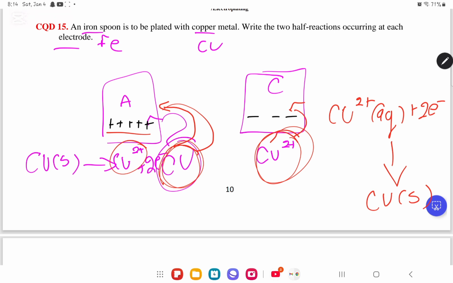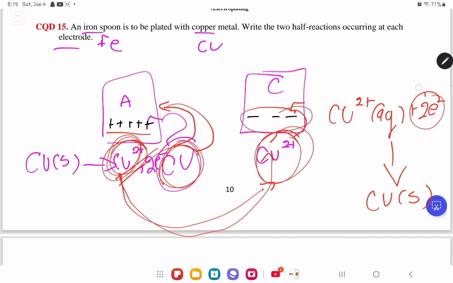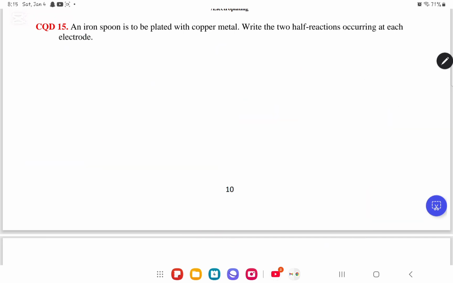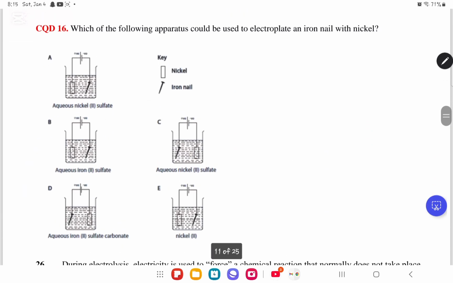The Cu2+ that forms from this is going to move and be attracted to the cathode, which is negatively charged, and from it, it is going to gain 2 electrons, so then it becomes neutral again, and then the process repeats itself, and this is how the plating works. Alright, so that's CQD number 15 done. Moving on to CQD number 16.